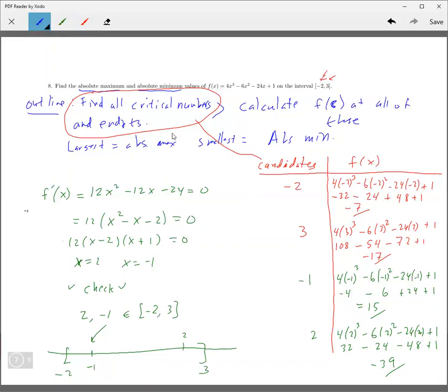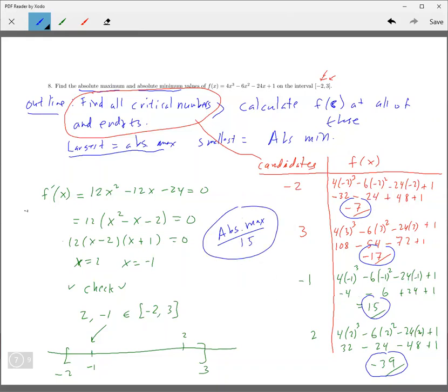Okay, so now the largest out of those 4 numbers is your absolute maximum. And that's going to be 15, because 15 is larger than all of the others. And the smallest out of all these 4 numbers, which is negative 39, is going to be your absolute minimum. So your absolute minimum is negative 39, absolute maximum is 15.